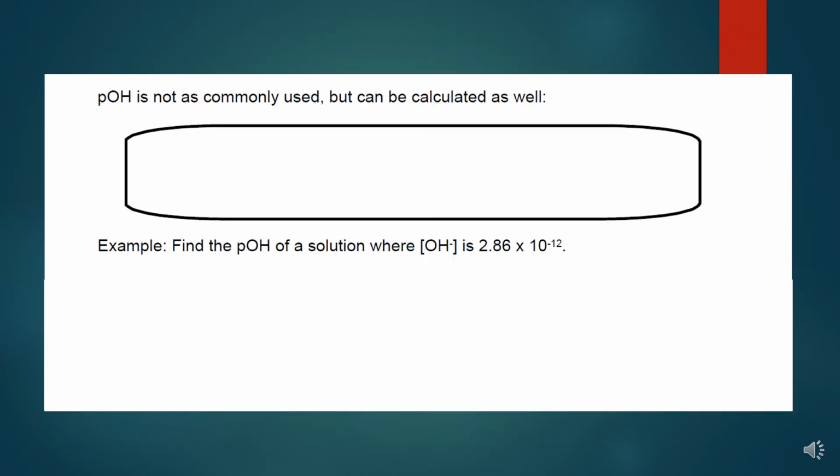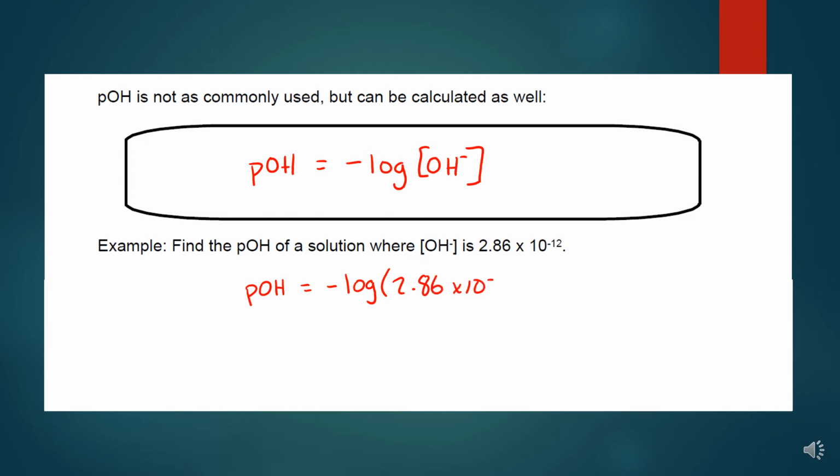Now pOH is not as commonly used, but it can be calculated as well. Same kind of calculation. We take pOH equals negative log, and this time we're in base land, so we're looking at the hydroxide situation here. If we're going to find the pOH of a solution where the concentration of hydroxide is 2.86 times 10 to the negative 12, again, we're just going to go pOH equals negative log of 2.86 times 10 to the negative 12.